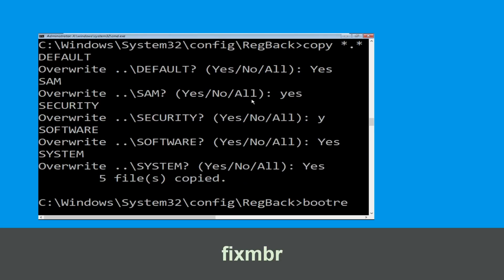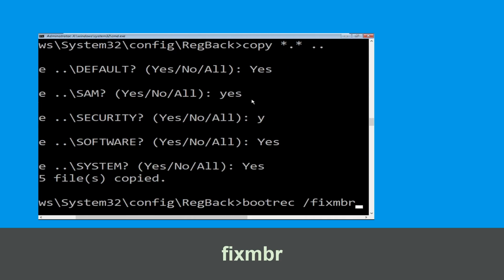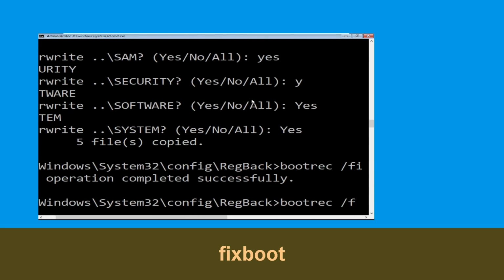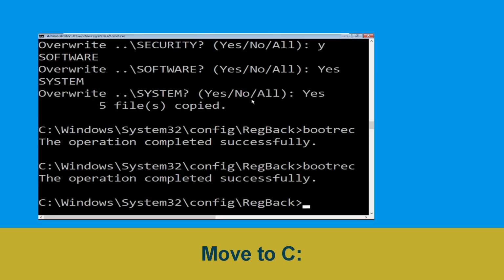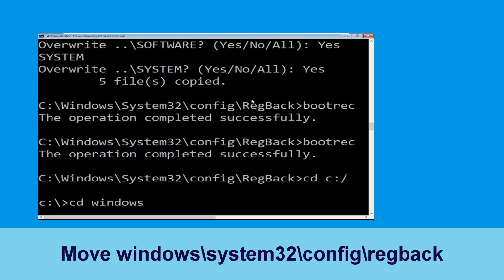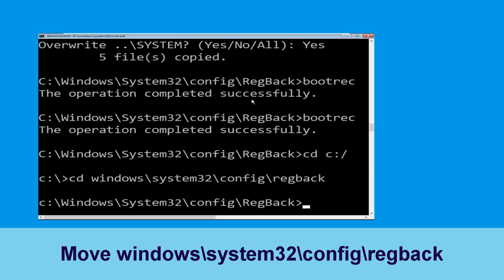Now type bootrec /fixmbr and hit enter to execute the command. Type bootrec /fixboot and hit enter. Now execute this command, cd c:\. Let's execute this command. Type cd windows\system32\config\regback. Then simply we need to hit enter to execute this command.